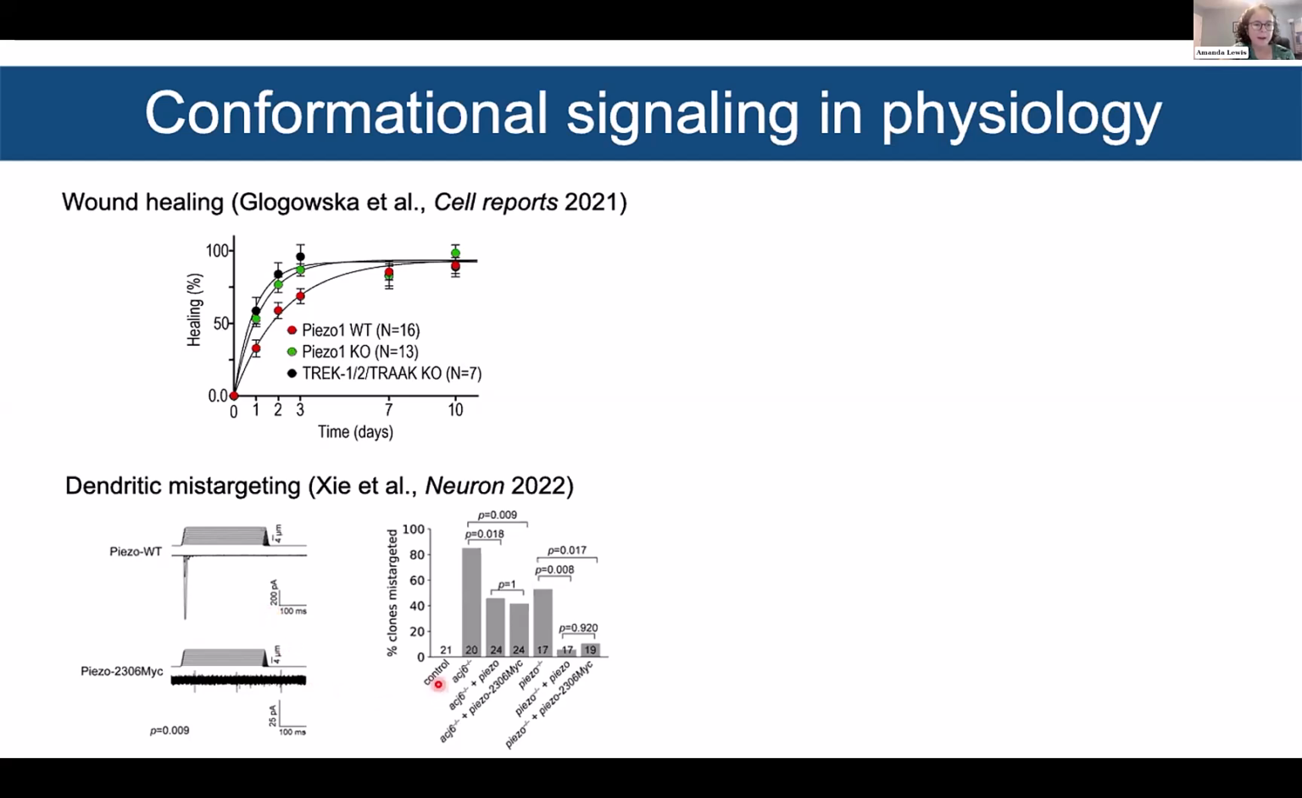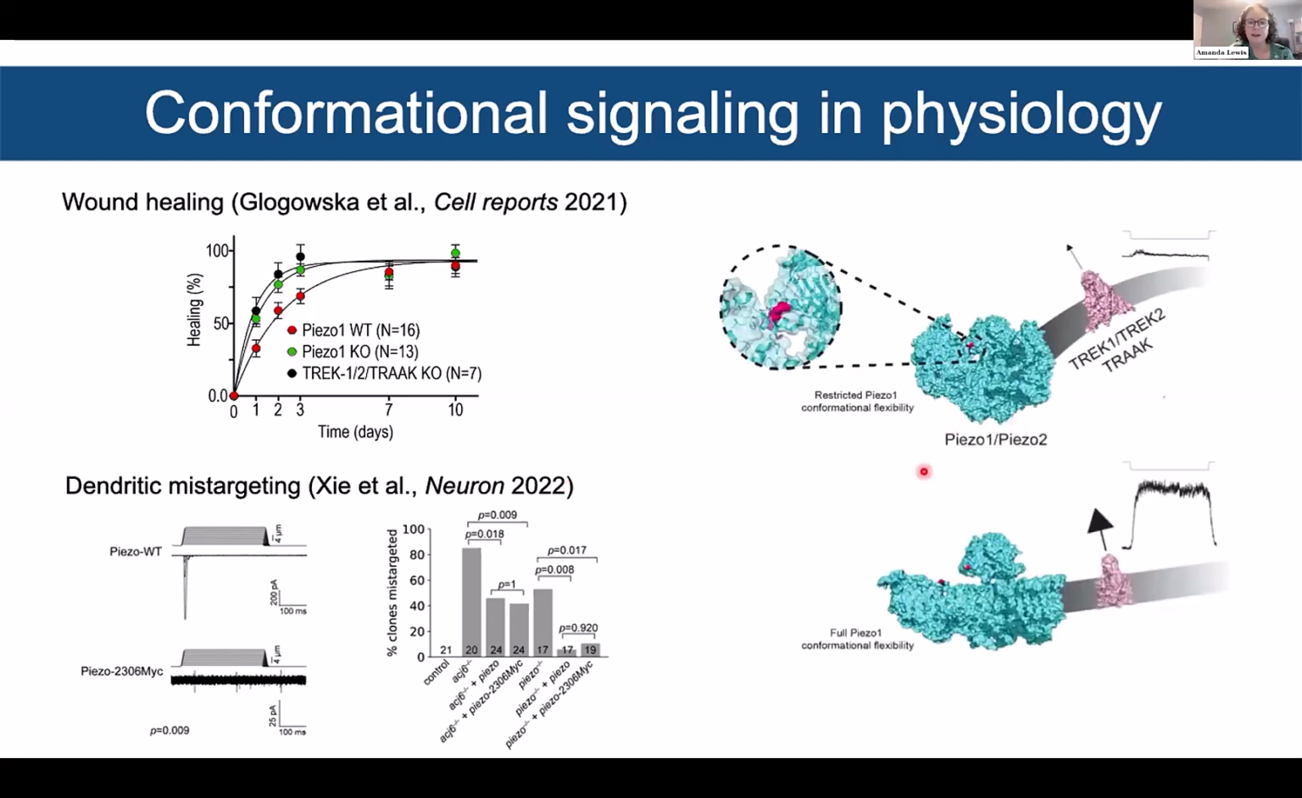However, if you compare the percent of clones mistargeted in a Piezo knockout here, you can see that this is rescued either by overexpression of wild-type Piezo or, remarkably, by this non-conducting Piezo mutant, suggesting that maybe in this system, it's actually conformational signaling that's enabling Piezo's role in dendritic targeting.